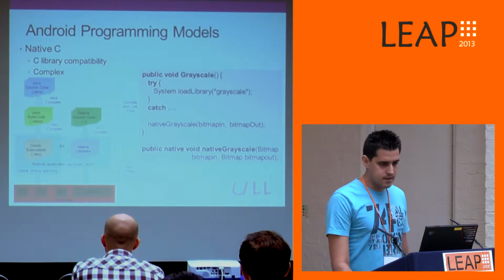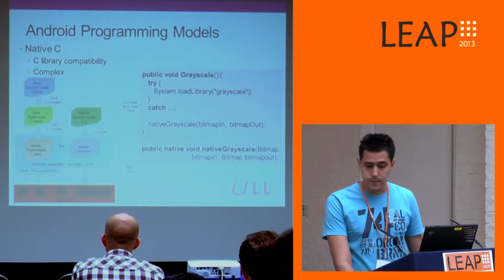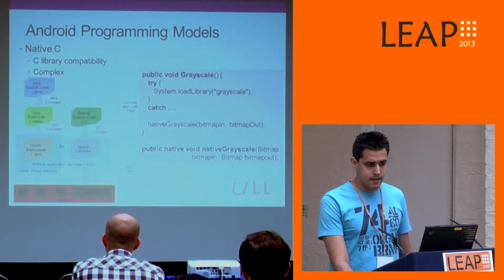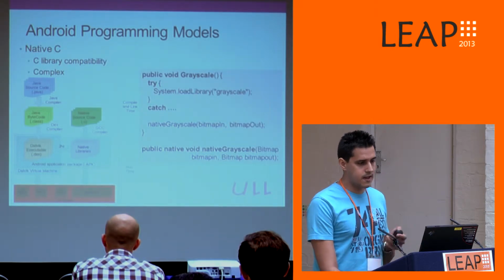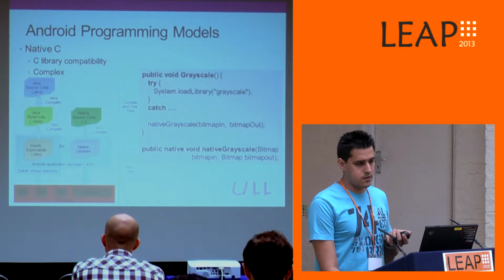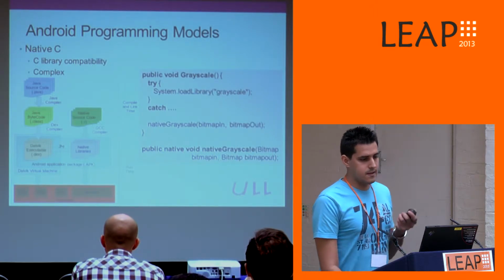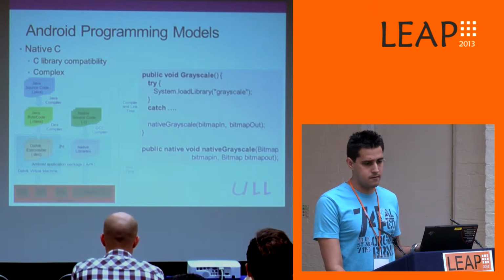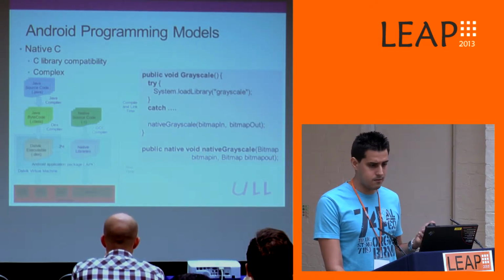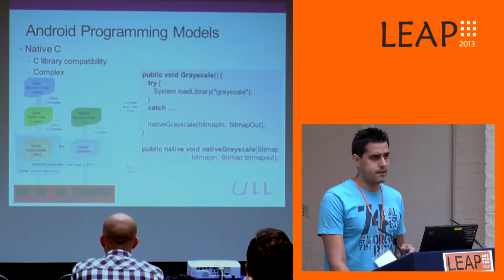Another programming model is the native C model. In this case, some sections of the application can be implemented using the native C language. This model is often used to reuse existing code libraries written in native C language. This native code is compiled using the native compiler.